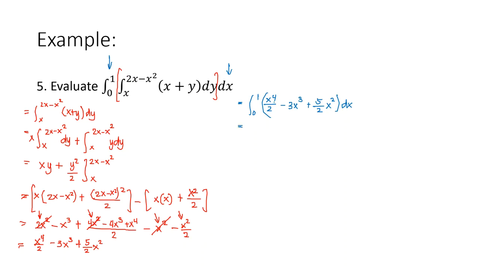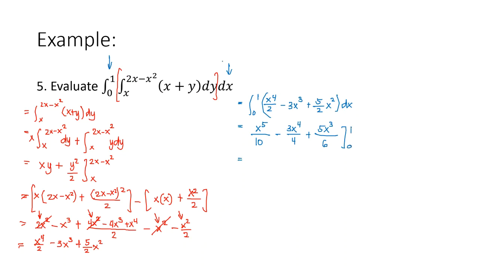Okay, so x to the fourth dx is basically x to the fifth, and we have the 2 here, 2 times the exponent, so that is 10, minus 3x to the fourth over 4 plus 5x cubed over, we have 2 times the exponent, that is 6, so that is from 0 to 1.